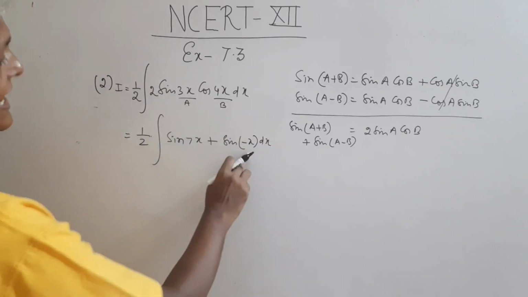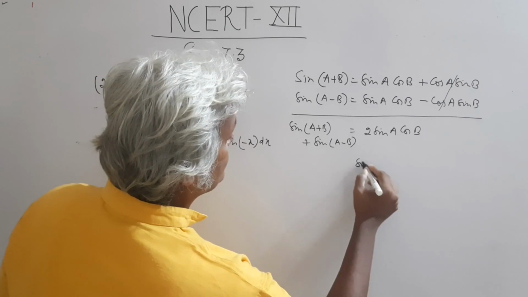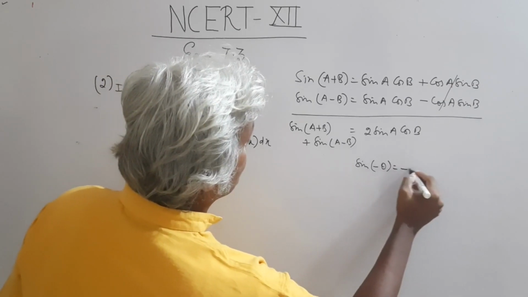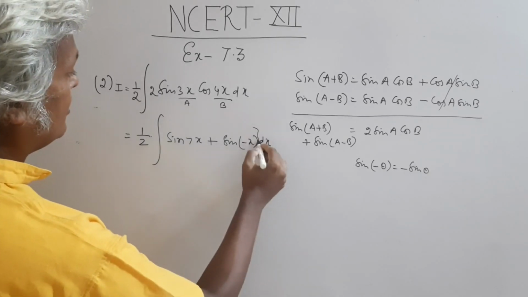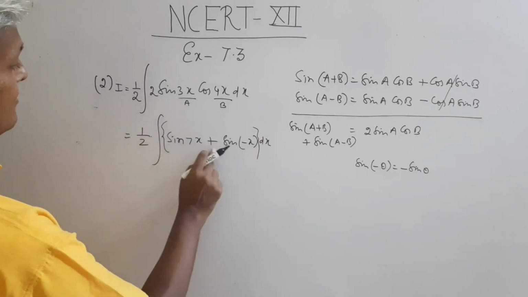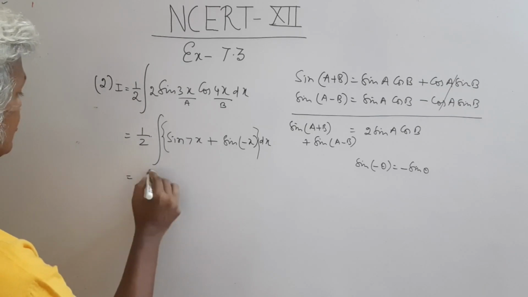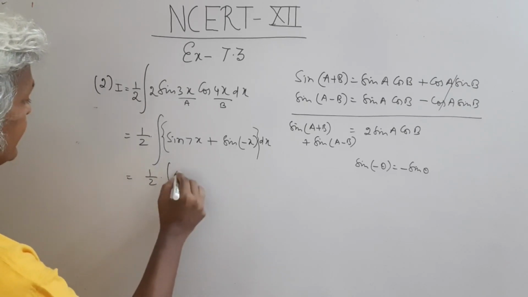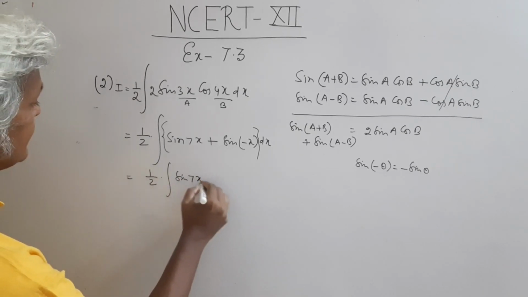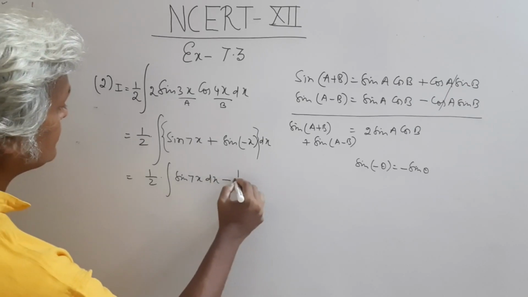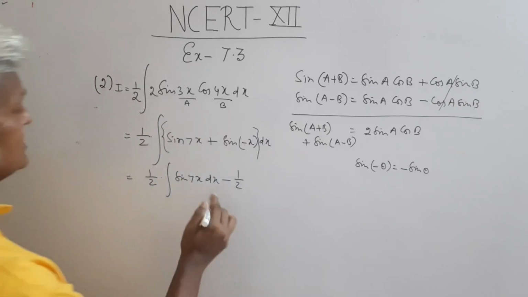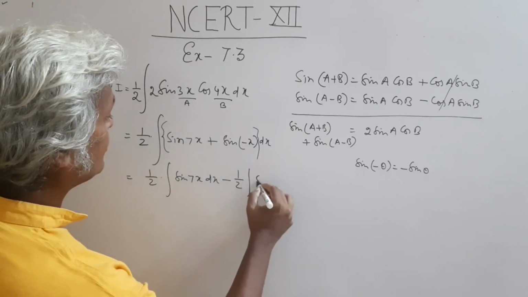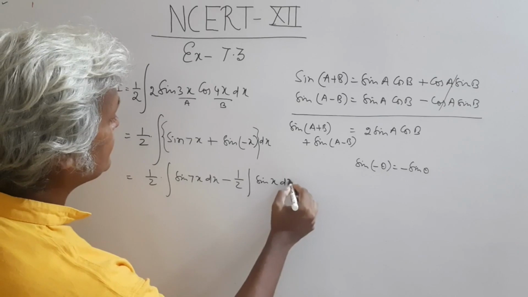And you know that sine of minus theta is minus sine theta. So instead of this plus, I write minus, but in the next line. So that goes 1 over 2 integration of sine 7x dx minus 1 over 2, because this half is part of this whole expression, that is half integration of sine x dx.